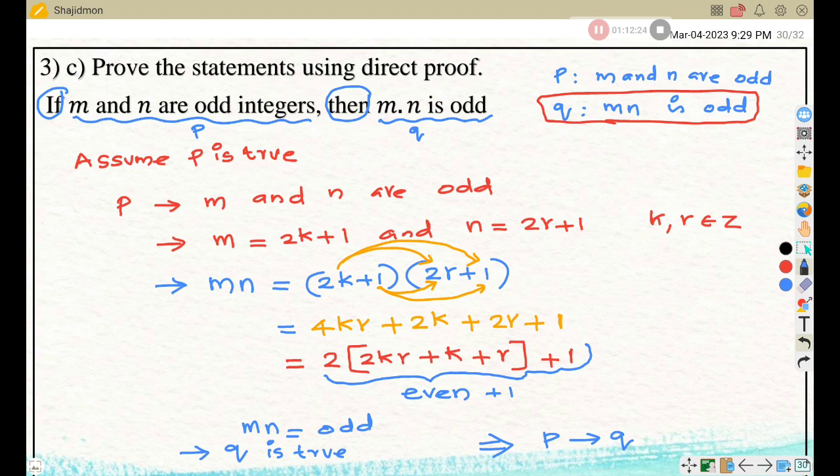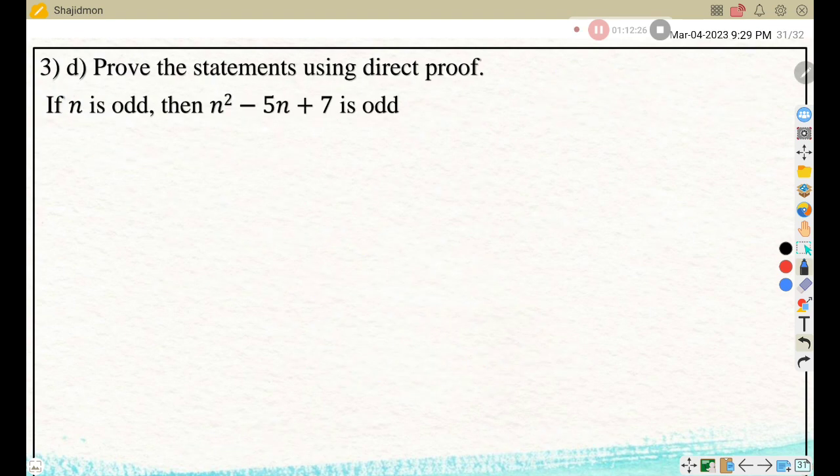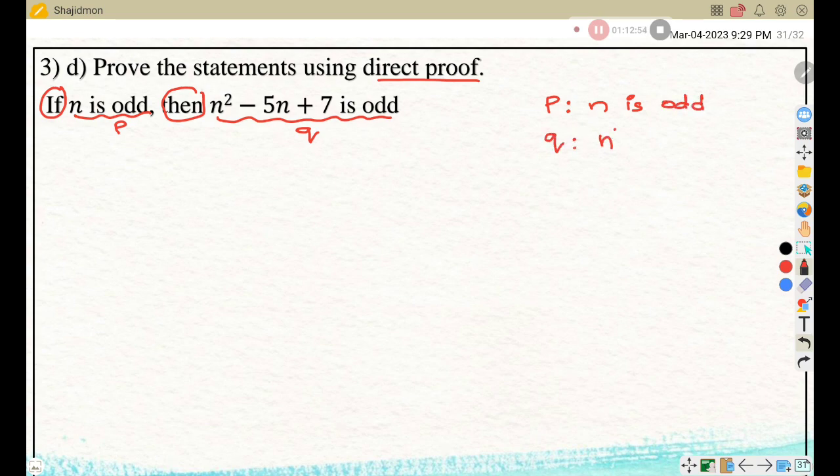So I hope you understood this question also. Now let me go to the last question here. Question number 3d part. Prove the statement using direct proof. If n is an odd number, P, then n square minus 5n plus 7 is an odd number, Q statement, correct? So what is P here? P means n is an odd number. What is Q here? n square minus 5n plus 7 is an odd number, correct?